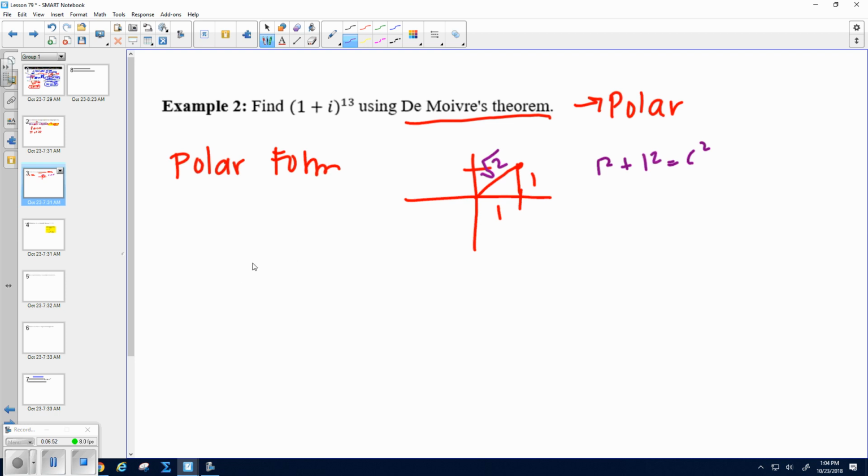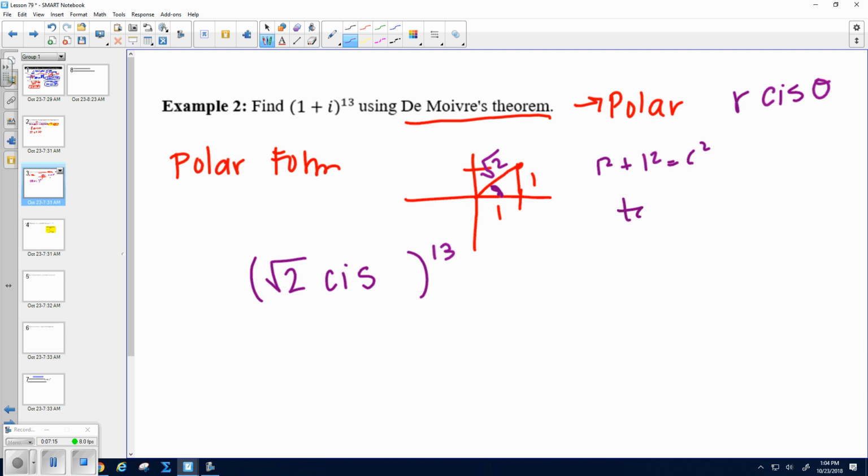So I'm going to rewrite this, and it's going to still be to the 13th power. In order to be in polar form, the radius goes first. Polar form is r cosine i sine with your angle. So my radius is the square root of 2. And then I do cosine i sine, and I need this angle right here.